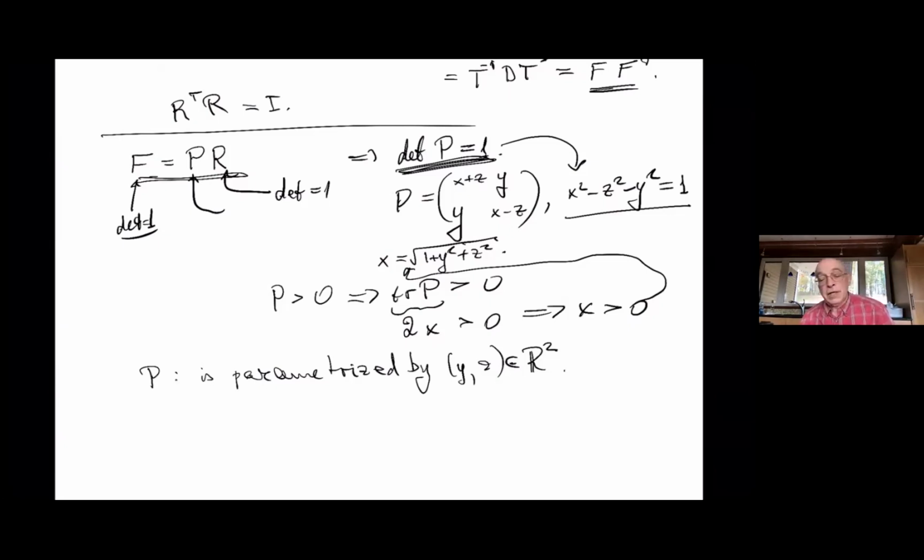That's kind of a nice fact to know in principle, right? The set of all positive definite matrices of determinant 1 is topologically just R2. And R2 is the same as an open unit disk, okay? So the set of matrices P is topologically the same as the open unit disk.